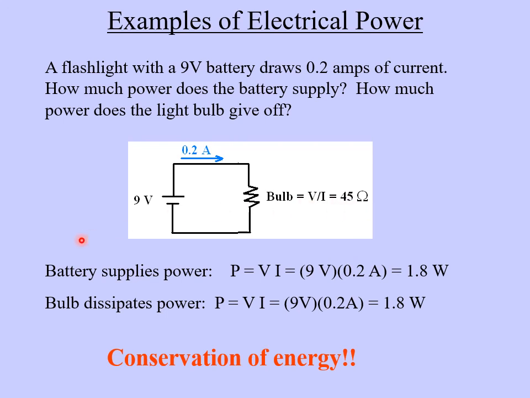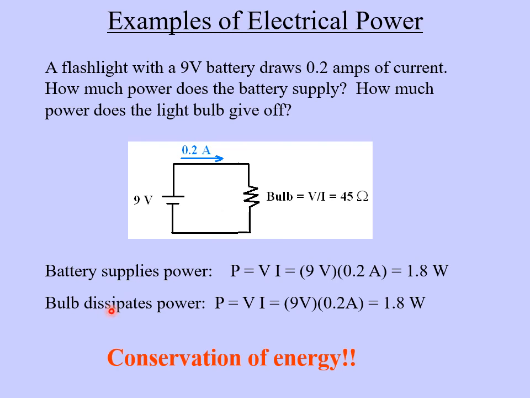But let's talk about the power now. The battery, its job is to supply power to the circuit. How much power does it supply? V times I. Remember, P equals VI. So we have 9 volts times 0.2 amps is 1.8 watts of power. Now the bulb dissipates power. In other words, the battery supplies the power. Where does that power go? Well, it actually gets converted into light and heat, which leaves the circuit and goes into the environment.